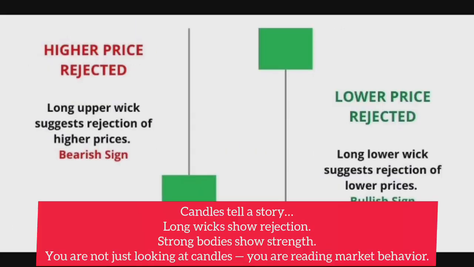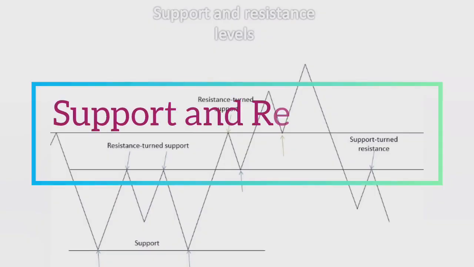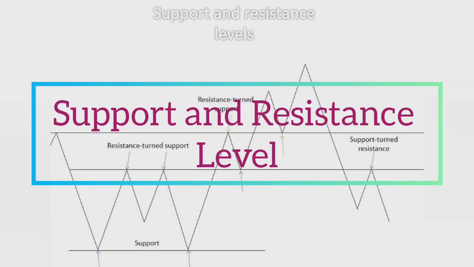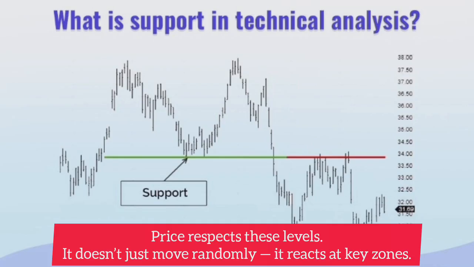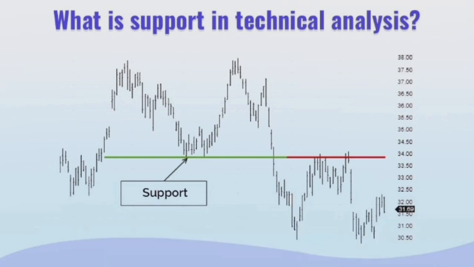So like I said, candles tell a story. Long wicks show rejection. Strong bodies show strength. You are not just looking at candles, you are reading market behavior. Now, in the next aspect of this lesson, we're going to be looking at support and resistance levels. So price respects these levels. It doesn't just move randomly, it reacts at key zones.